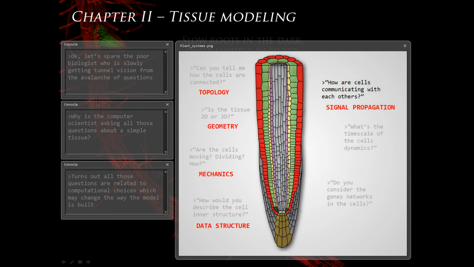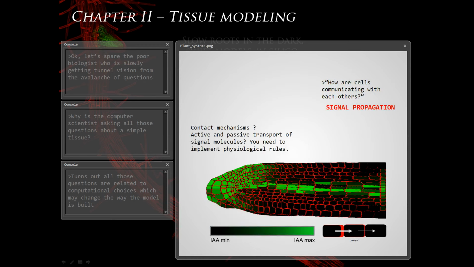Now, how are cells communicating with each other, in the matter of signal propagation? Is there any kind of contact mechanism? Are active and passive transfers of single molecules needed? Do you need to implement physiological rules? All that falls under this topic.